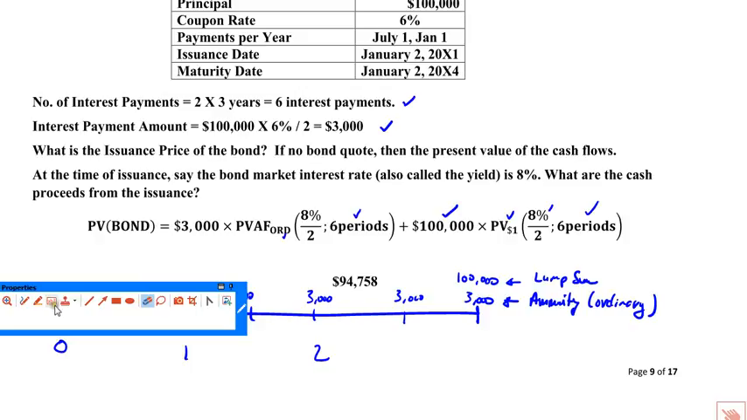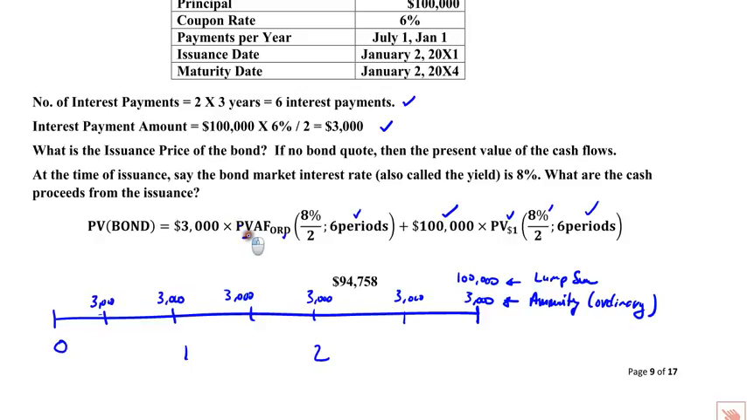You're going to get the ordinary annuity factor off the ordinary annuity table, and then you're going to get the present value of a lump sum of $1 off of the present value of a lump sum of $1 table. You put it all together, and it's 94,758. All right, does this make sense?